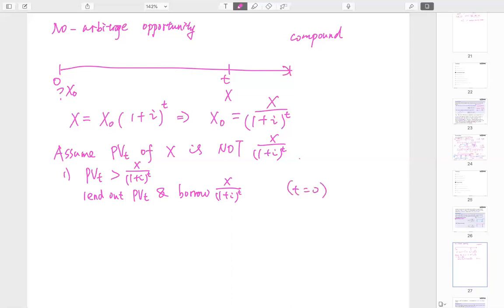At time t, let's not use time, so let's just simply put 0. So this will become x. This will become PV_t times (1 minus i) to the t, right? Because I have already assumed that.